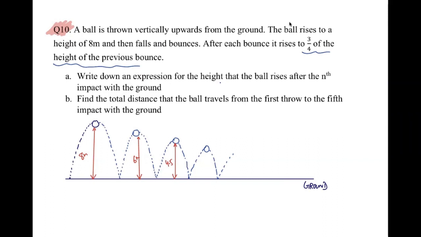Yes, sir. Now we need to write down an expression for the height that the ball is going to rise after the nth impact to the ground. So let's say after several bounces, it's going to have an impact and then it is going to rise again. So this is my first impact. This is my second impact with the ground. This is my third impact with the ground. This is my fourth impact. And let's say this is my nth impact.